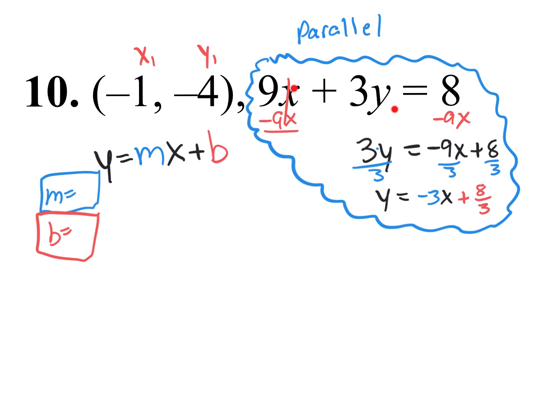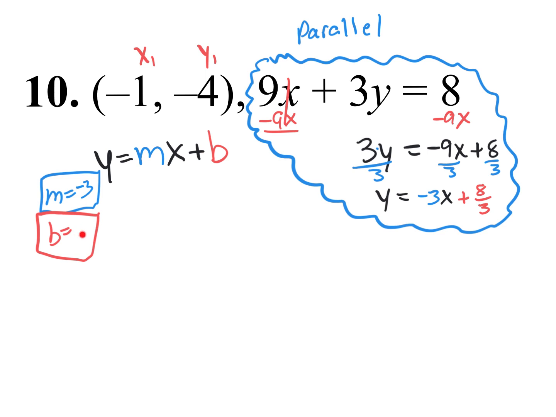So they gave me a standard form equation, and they told us that our line is parallel to this one. So I first changed it to slope-intercept form so I could see their slope. Their slope is -3, which means that my slope is what? -3. Why? Because they told us that it's parallel to this one, and parallel means same slope. So my slope right here is actually the same exact thing, -3.